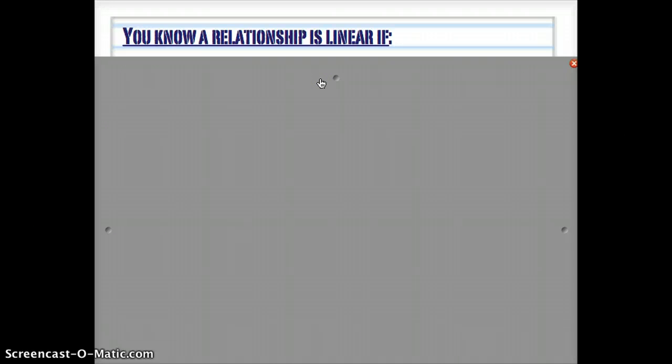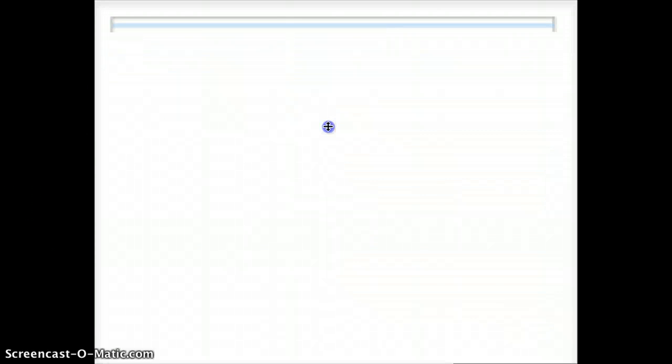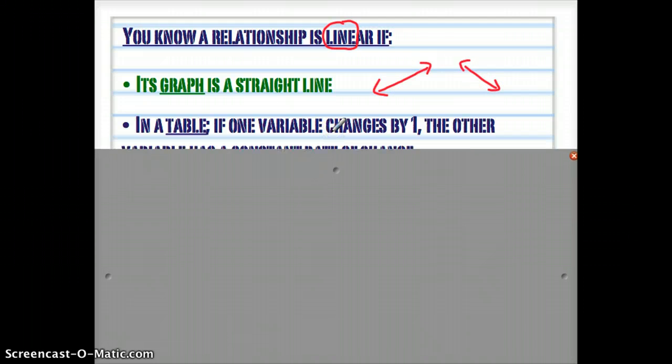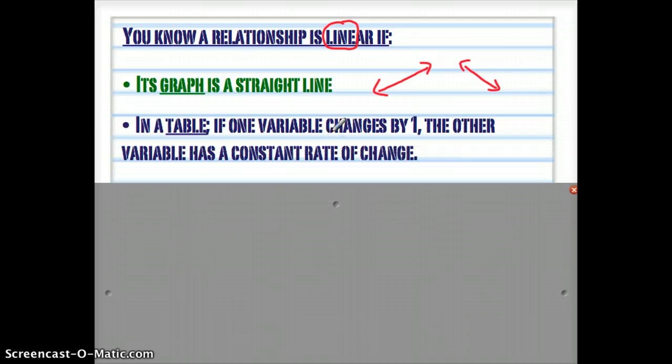And you know a relationship is linear if its graph is a straight line. So remember when we talked about the root word, linear, there's line in there, that should help you out. If its graph is a straight line, it can be any direction as long as it's straight, okay, then you know that's linear. In a table, you know it's linear if one variable is changing by 1, then the other variable has a constant rate of change.